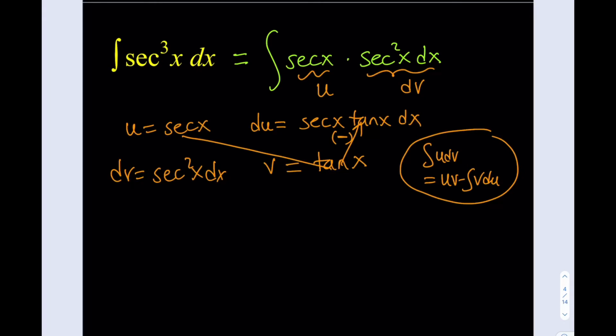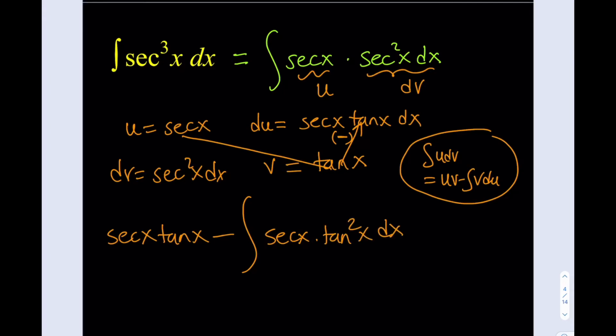That's what we're going to do. Let's see what we get from here. Secant x tangent x. Nice. Okay, that's cool, easy. Minus, okay, what do I have inside the integral? I have secant x multiplied by tangent squared x dx. Okay, now what am I supposed to do at this point, right?